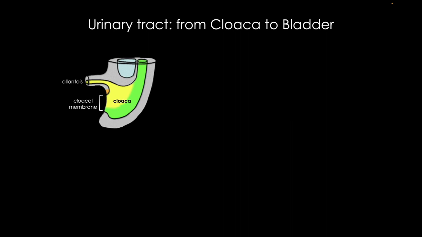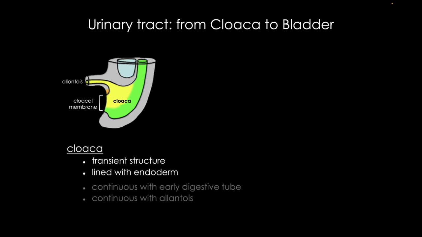So here's a cartoon showing the lower half of the body, lower part of the embryo, and it's a side view. And what I want to point out is this structure called the cloaca. So the cloaca is this large cavity, and it's a transient structure lined with endoderm. And it's continuous with the early digestive tube that you see here in green. And it's also continuous with the urogenital sinus, as well as this structure called the allantois.